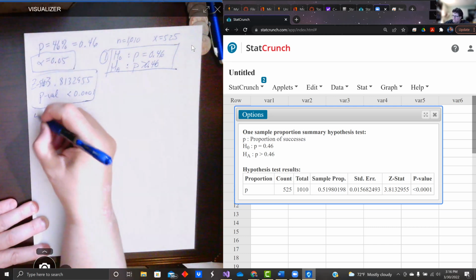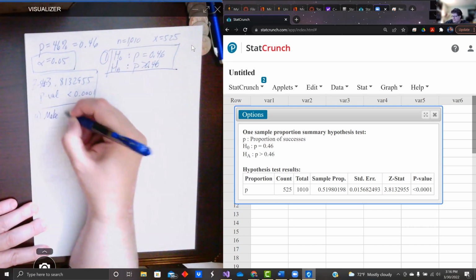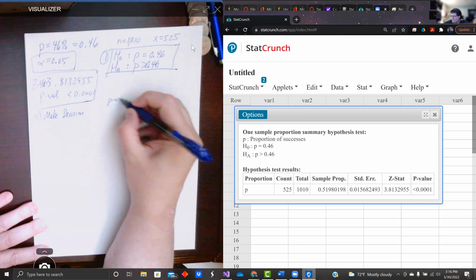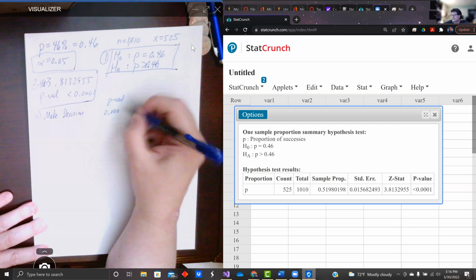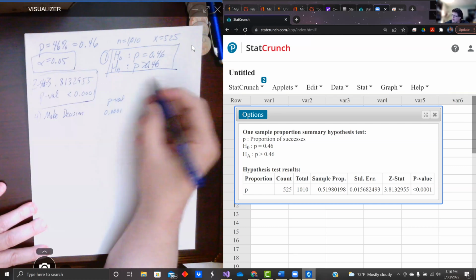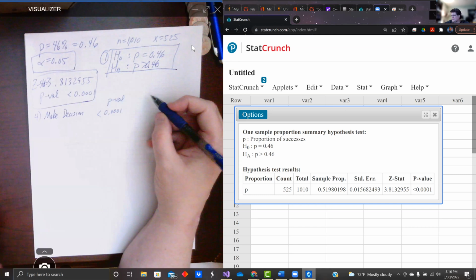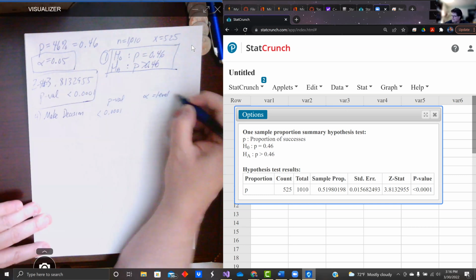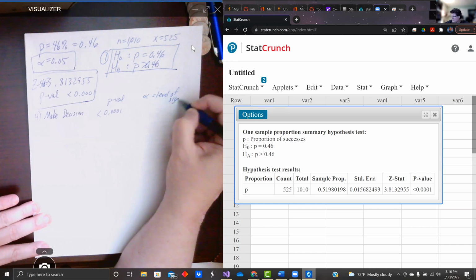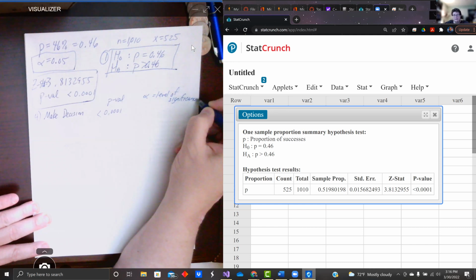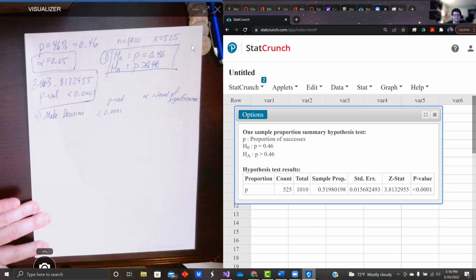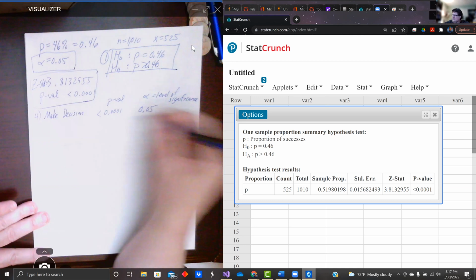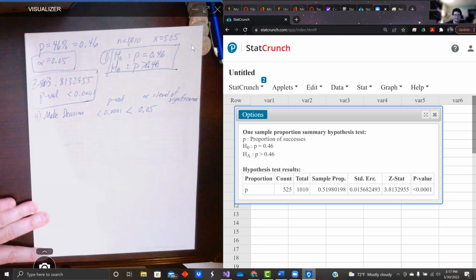All right. So step one. Step 2 and step 3 was getting these. Step 3 was given to us. Step 4 is make a decision. So I'm going to compare the p-value. My p-value is less than 0.0001, but I can use that. I'll just use that value. We're going to compare that with alpha, or our level of significance, which is 0.05.